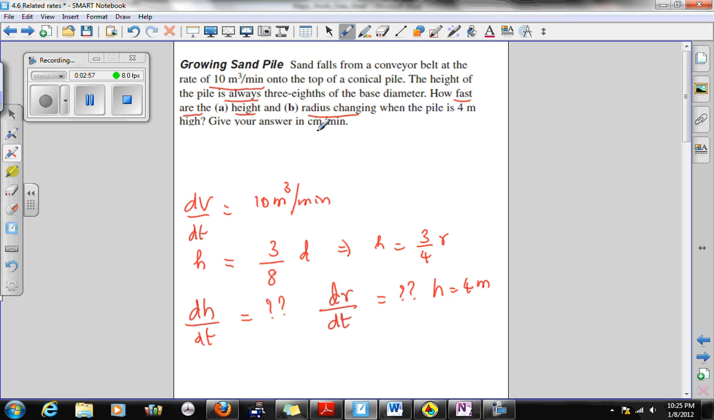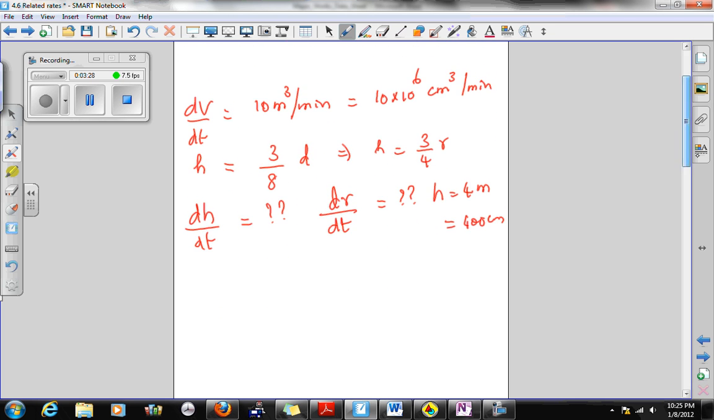Now the question also gives us another thing. It says give your answer in centimeter per minute, so we want to pay attention to that. And so if you would like to immediately convert your height information into centimeters, you could go ahead and do that. It's 400 centimeters. Similarly, the rate at which the volume is changing in terms of centimeter cube per minute will be 10 times 10 to the 6 centimeter cube per minute, or you could say 10 to the 7 centimeter cube per minute. Okay, so we have written down the given information. We also have identified the moment in question.